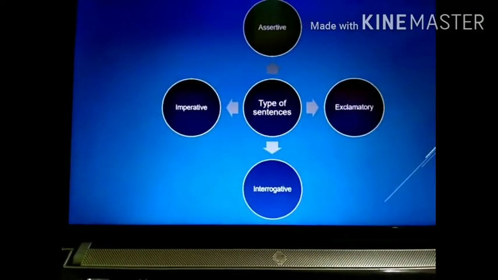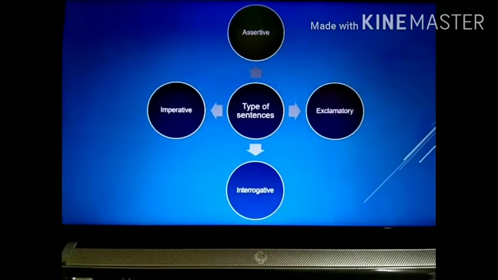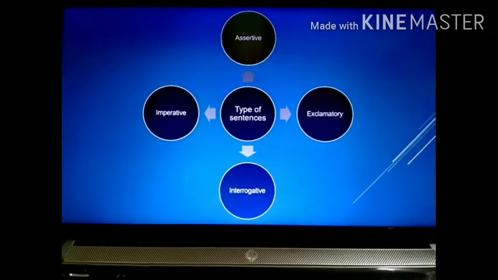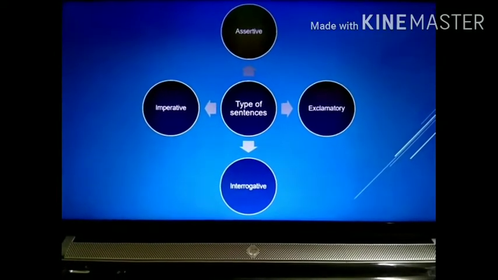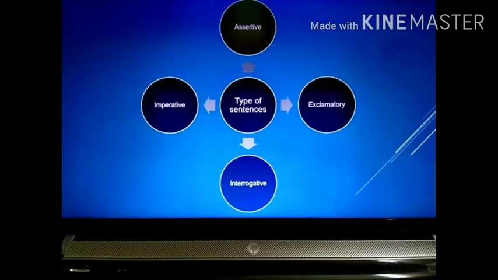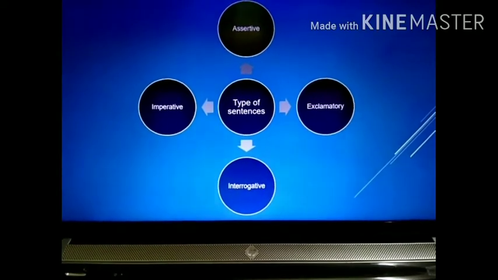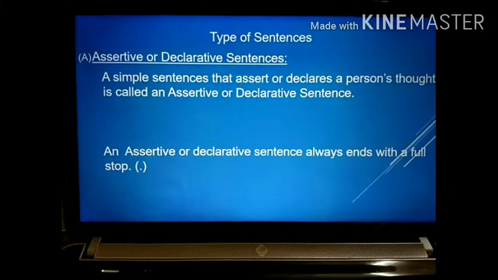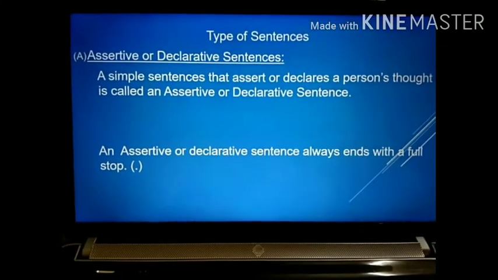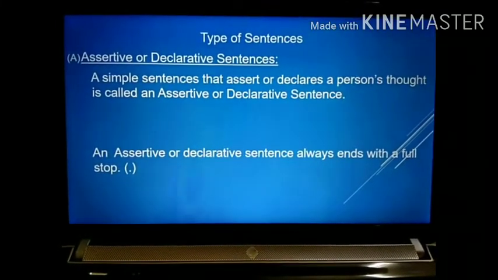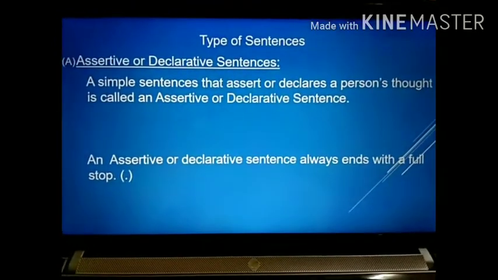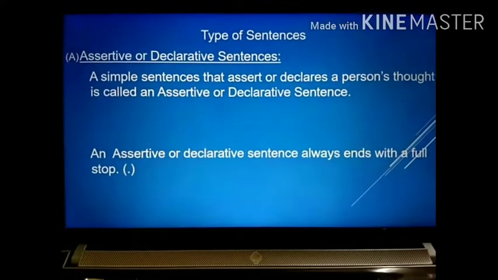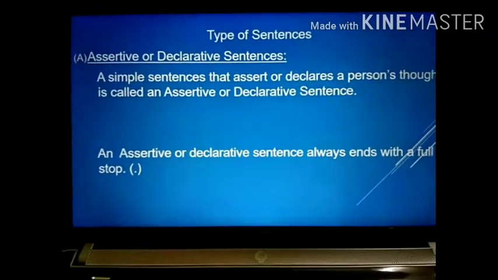Now children, let us talk about the types of sentences. Basically there are four kinds of sentences: assertive sentence, interrogative sentence, exclamatory sentence and imperative sentence. Types of sentences. First, assertive or declarative sentence. A simple sentence that asserts or declares a person's thought is called an assertive or declarative sentence.